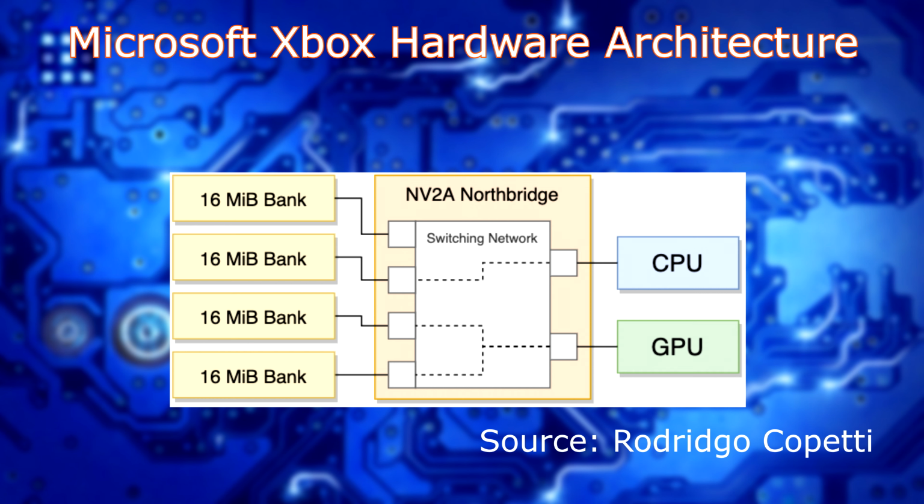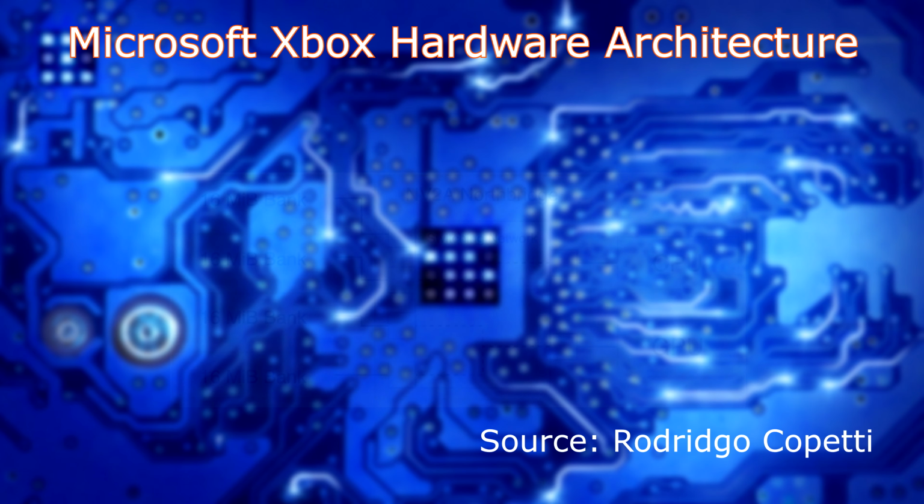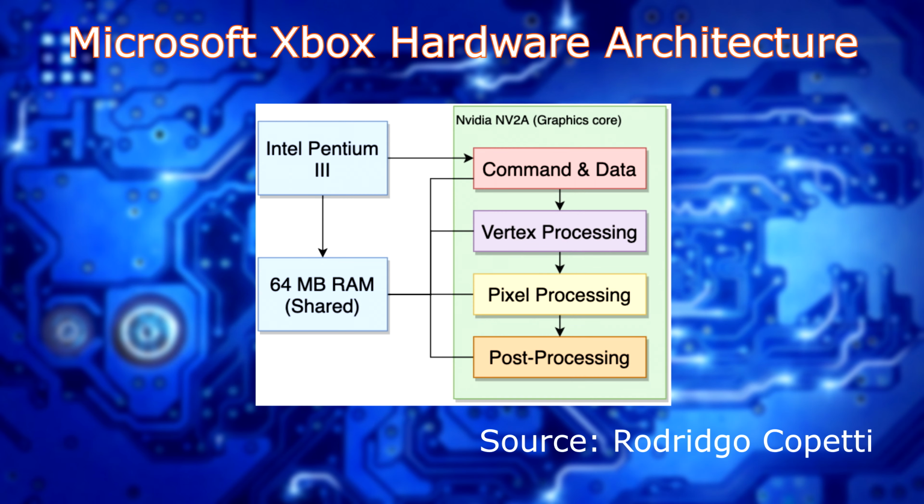The NVIDIA NV2A GPU allowed for some pretty amazing techniques and also visuals that you could actually see. It had a 720p mode, which was able to display some pretty stunning visuals. The NV2A was actually based off of the GeForce 3 architecture for GPUs, and had a few different sections in its core. It had the command and data, which the Pentium interacted with, as well as the vertex processing, pixel processing, and post-processing sections.